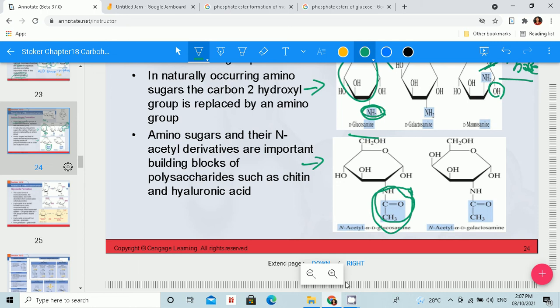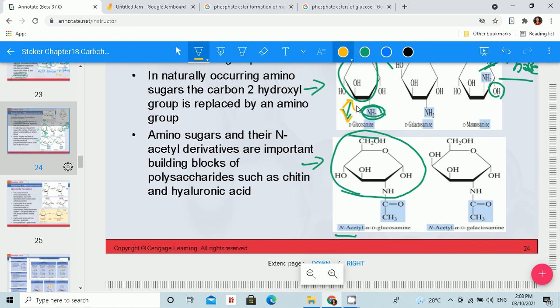We have it here. N-acetyl, that's the name here. And then alpha-D-glucosamine. So we still use amine. Alpha-glucosamine. Because class, this is glucosamine. This one is glucosamine. It's this one.